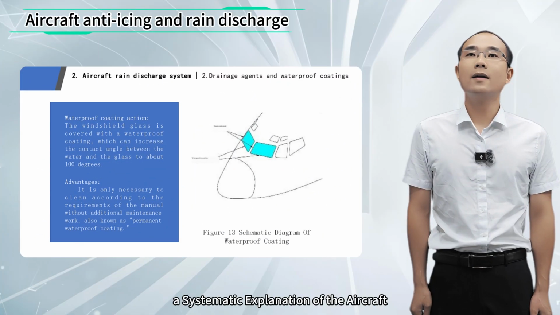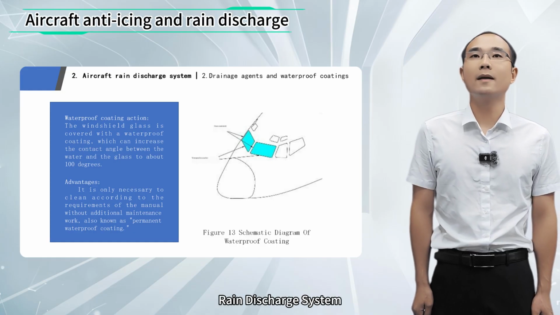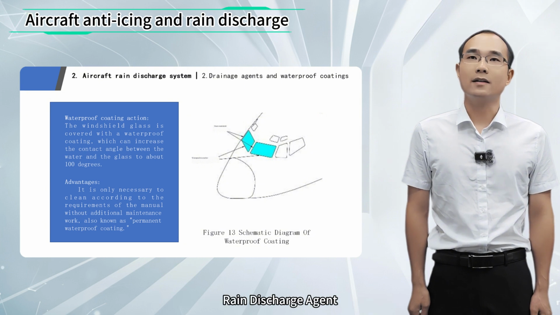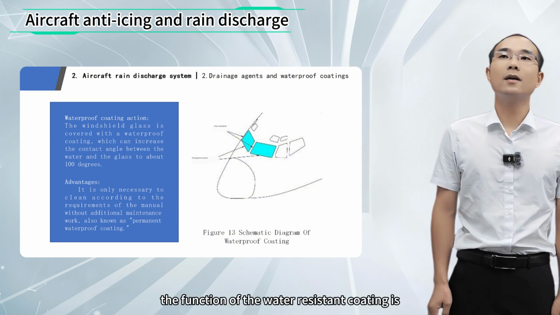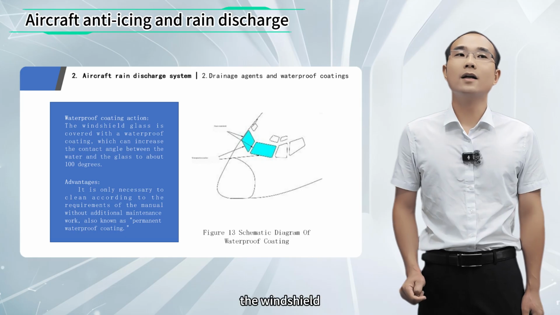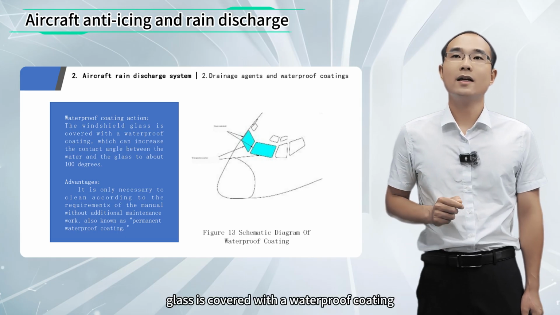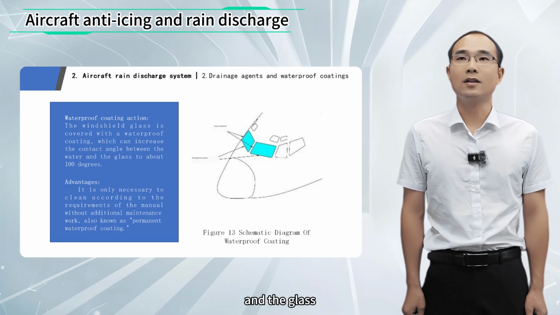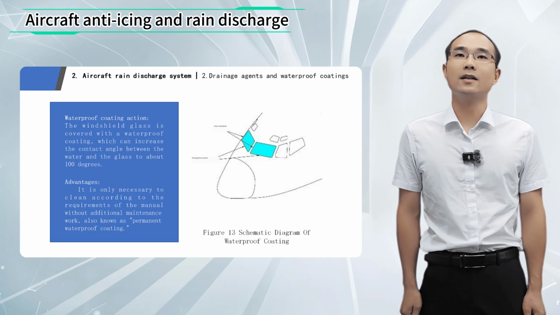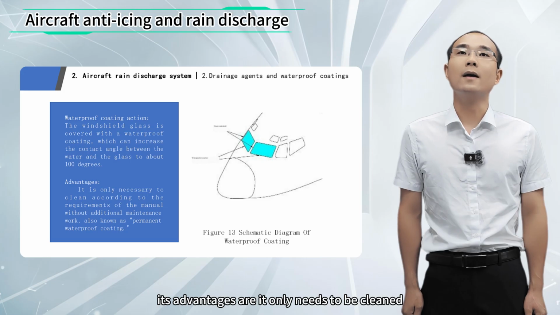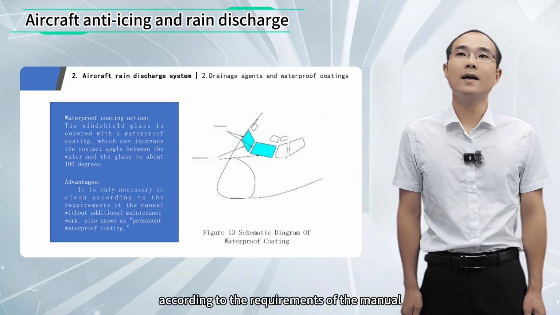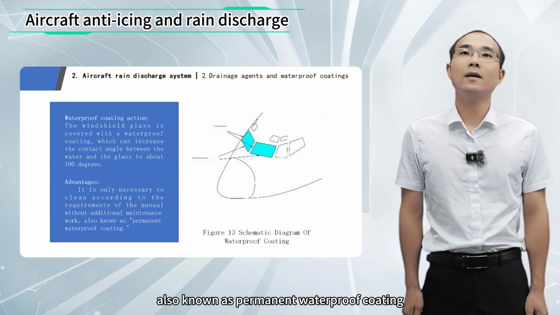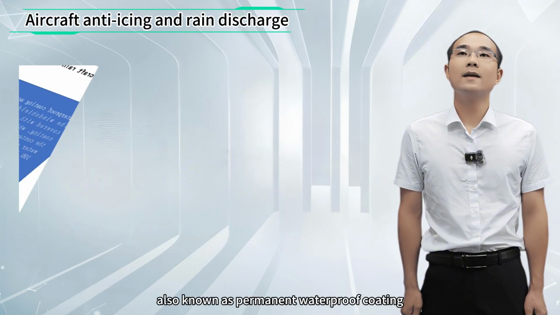A systematic explanation of the aircraft rain discharge system. An introduction to the water-resistant coating rain discharge agent. The function of the water-resistant coating is that the windshield glass is covered with a waterproof coating which can increase the contact angle between the water and the glass to about 100 degrees. Its advantage is that it only needs to be cleaned according to the requirements of the manual without additional maintenance work, also known as permanent waterproof coating.